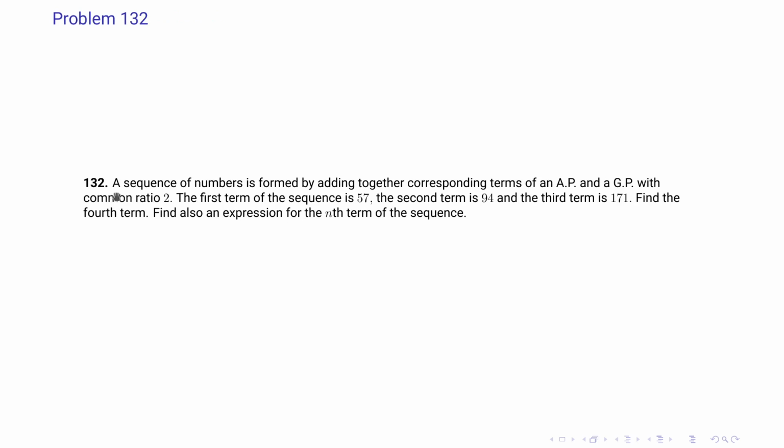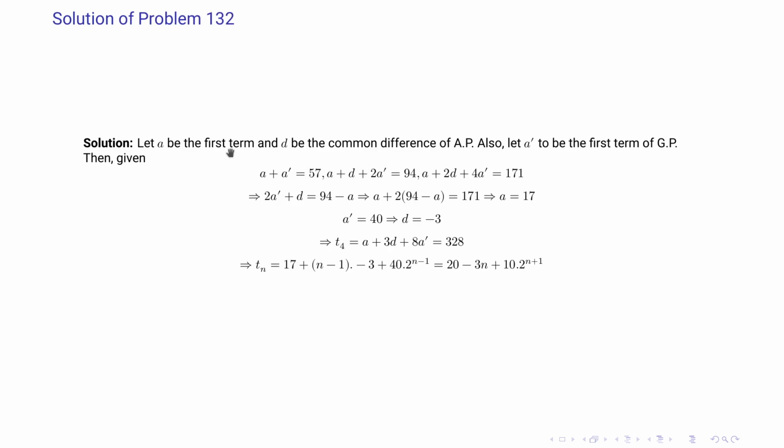Problem 132 says that a sequence of numbers is formed by adding together corresponding terms of an AP and a GP with common ratio 2. The first term of the sequence is 57, the second term is 94, and the third term is 171. Find the fourth term. Find also an expression for the nth term of the sequence. So we let A be the first term and D be the common difference of the AP. We also let A prime be the first term of the GP. Now the common ratio of the GP is 2.